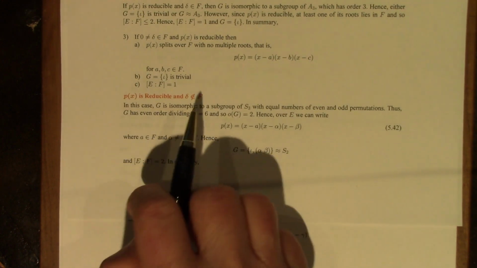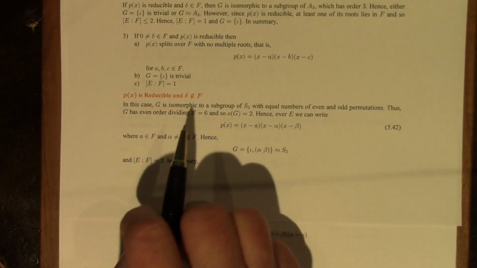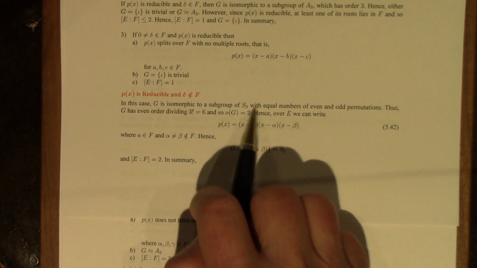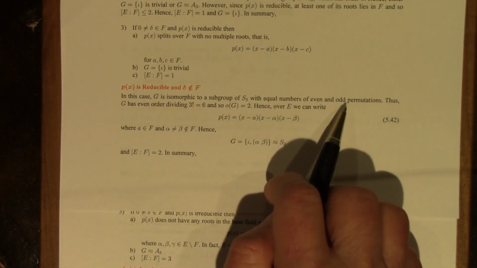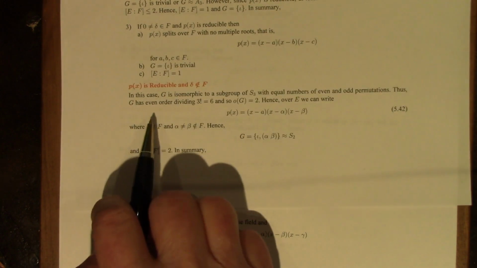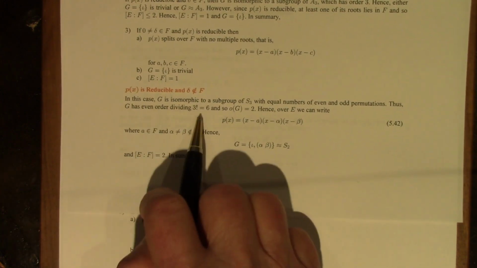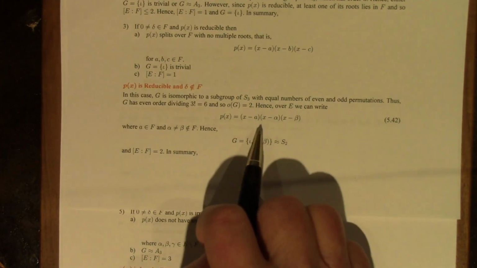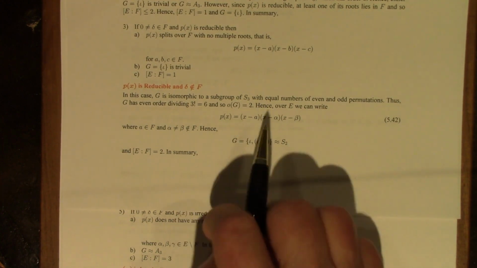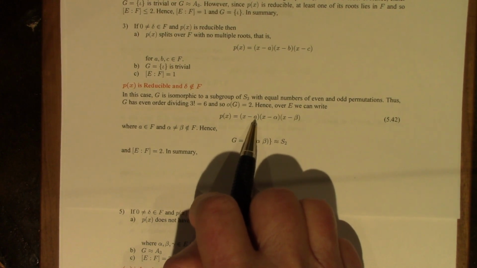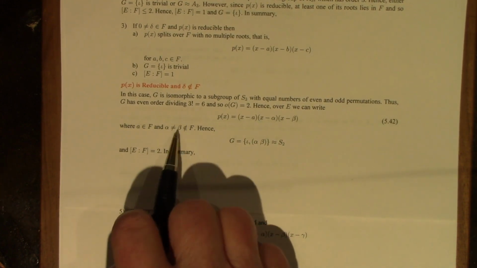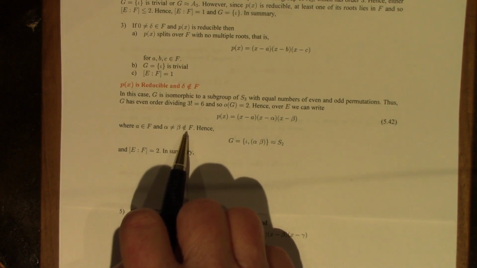P of x reducible and little delta not in F. In this case, G is isomorphic to a subgroup of S3 with an equal number of even and odd permutations. So G has even order dividing 3 factorial, or 6, so it's 2. So over E, p of x splits this way: one root in the base field, the other 2 roots distinct because delta is not 0, and not in the base field.